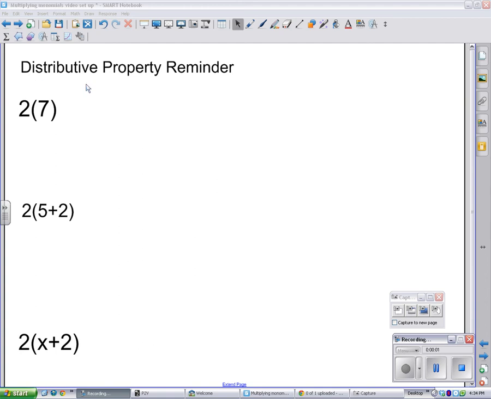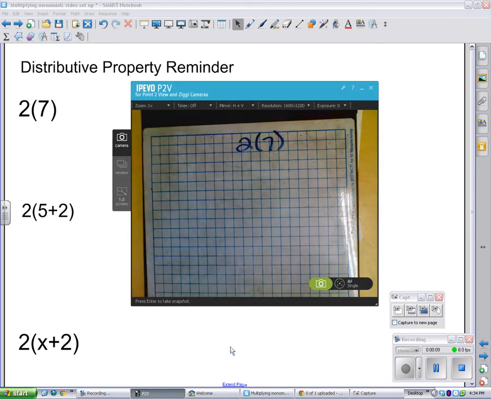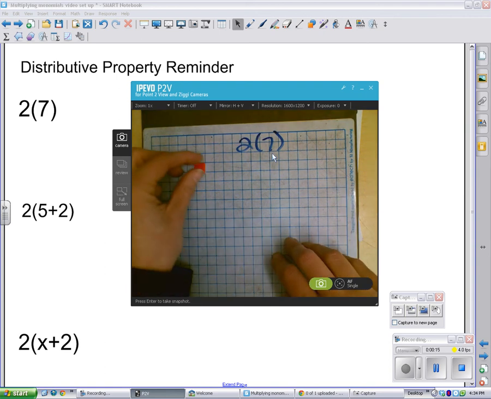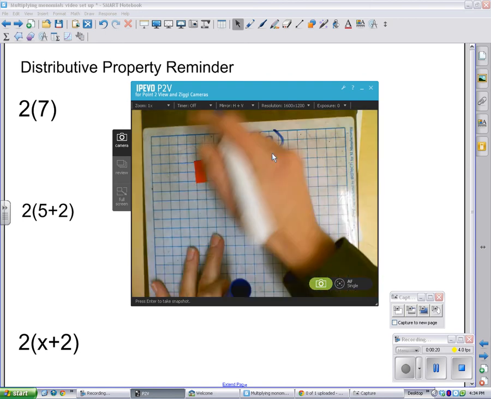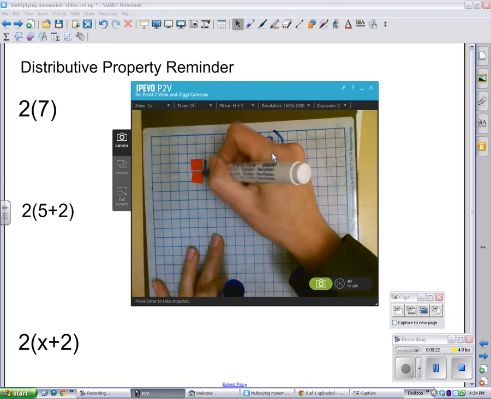We're going to do a little reminder of the distributive property. So I'm going to start by multiplying 2 times 7, and I'm going to use my algebra tiles to do that. That's really telling me that I need 2 groups of 7. So I'm going to put these 2 counters here so that I know that's how many groups I need, and that's going to be sort of my line.